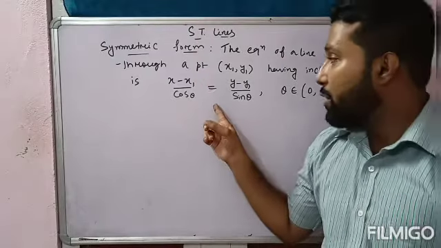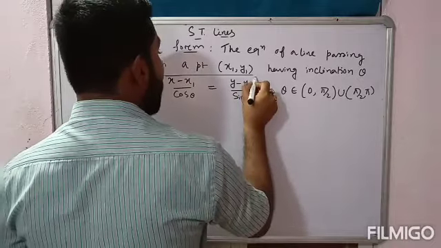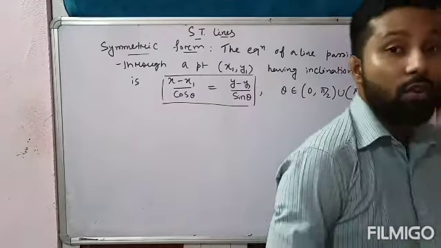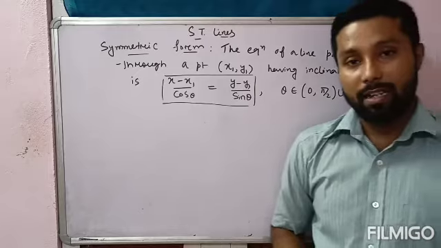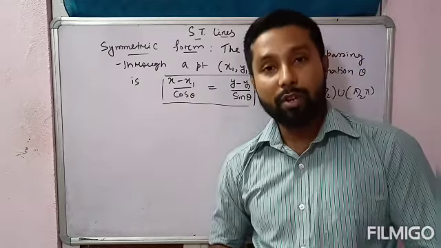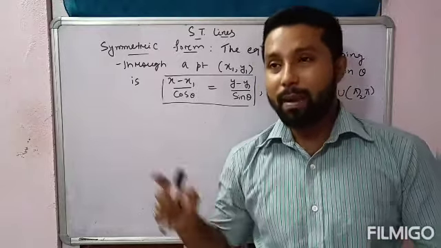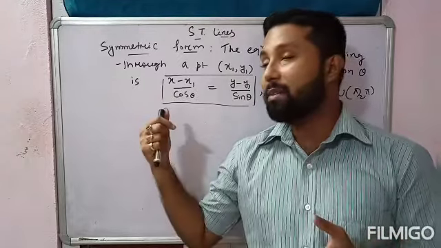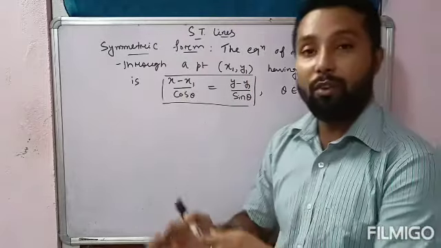So this equation, that is x minus x1 by cos theta is equal to y minus y1 by sin theta, is called the symmetric form of the straight line. Already I have discussed the various forms of equations of a straight line. उसमें से और एक है symmetric form. This part is basically required in your entrance exams. After the symmetric form, I will discuss the parametric form also. So let me finish the symmetric form first.